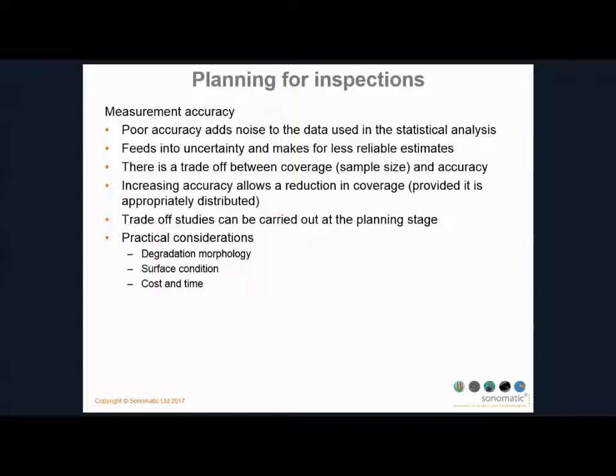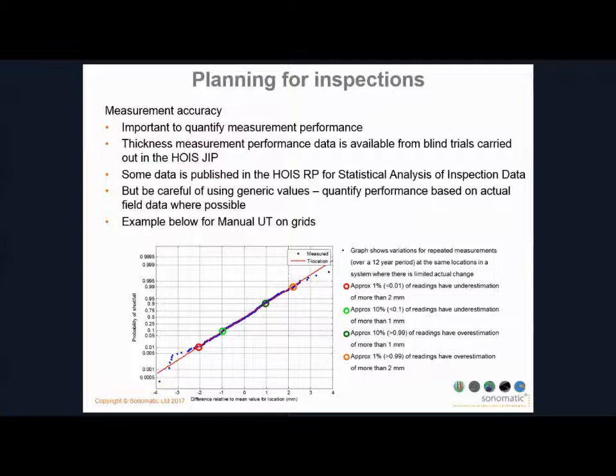It's not a one-size-fits-all kind of number for a given technique. There's things like degradation morphology and surface condition. I won't spend too much time on this slide. I think basically what I was trying to say is it is important to quantify measurement performance, and because that does affect the reliability of your statistical estimates.